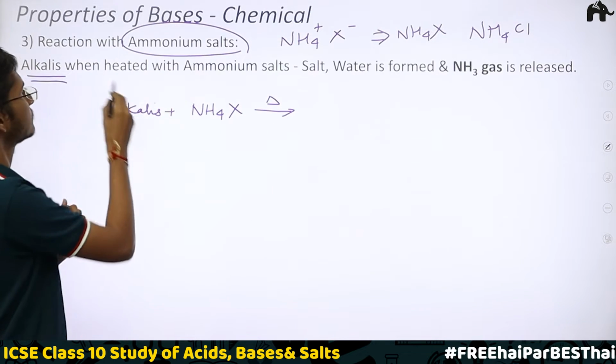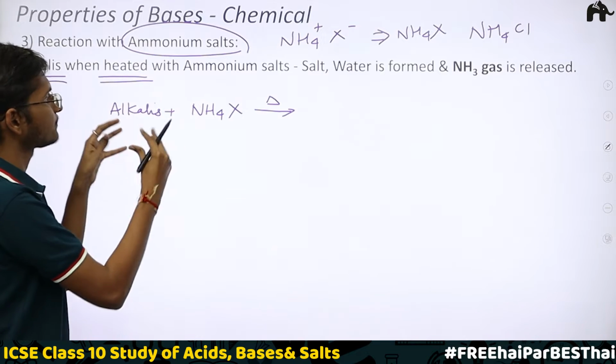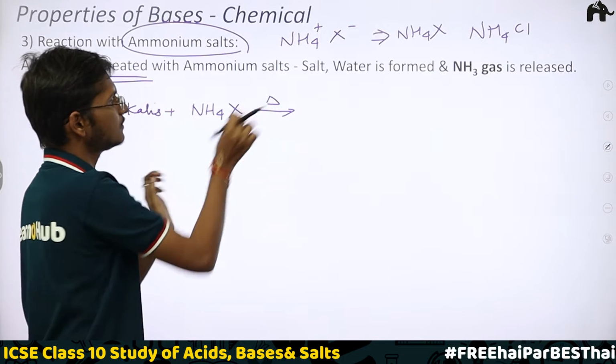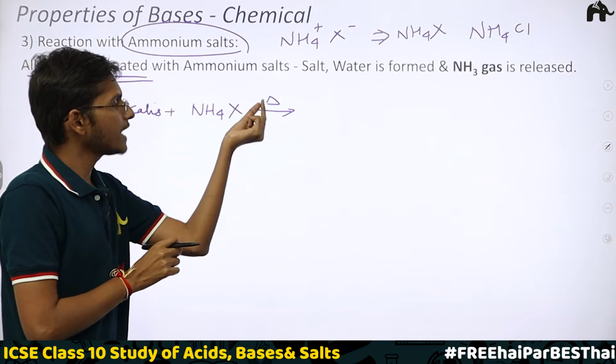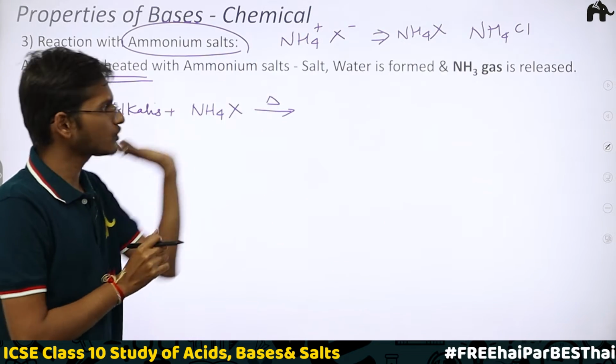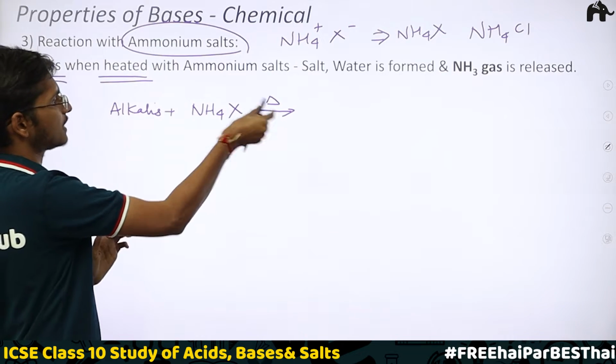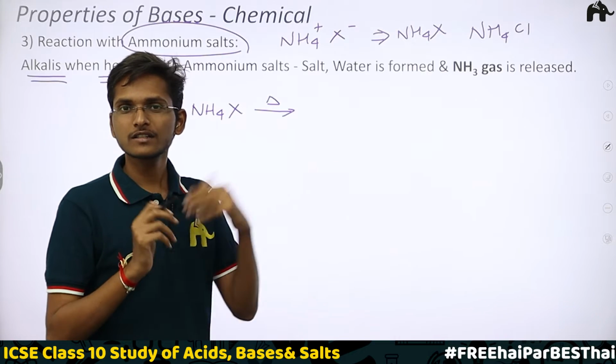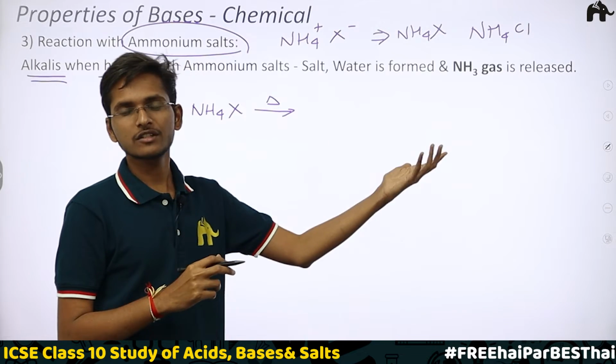Okay, we need to warm this mixture. When these alkalis are heated with ammonium salts, the heating process we denote in the reaction with a triangle on the arrow. Very simple. Alkalis, when they are heated with ammonium salts, give us, just like we have studied in the case of acids, salt, water, and a gas is released, right?